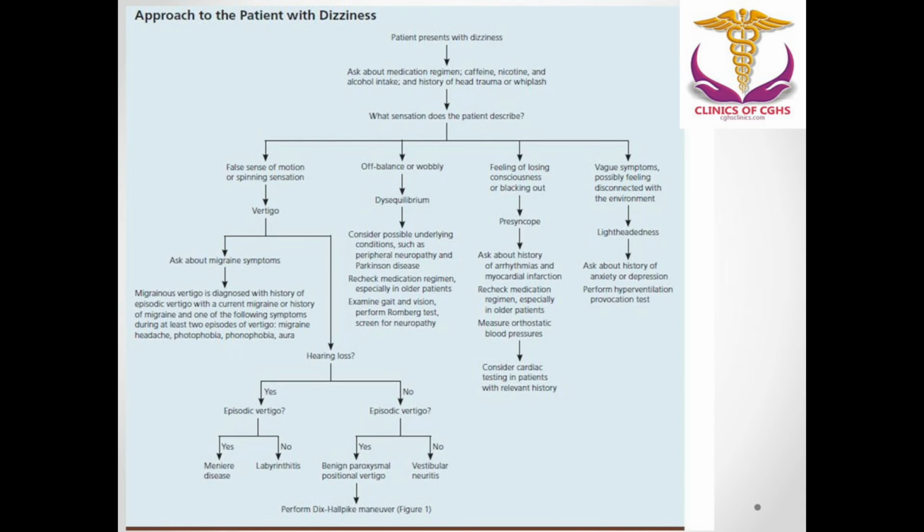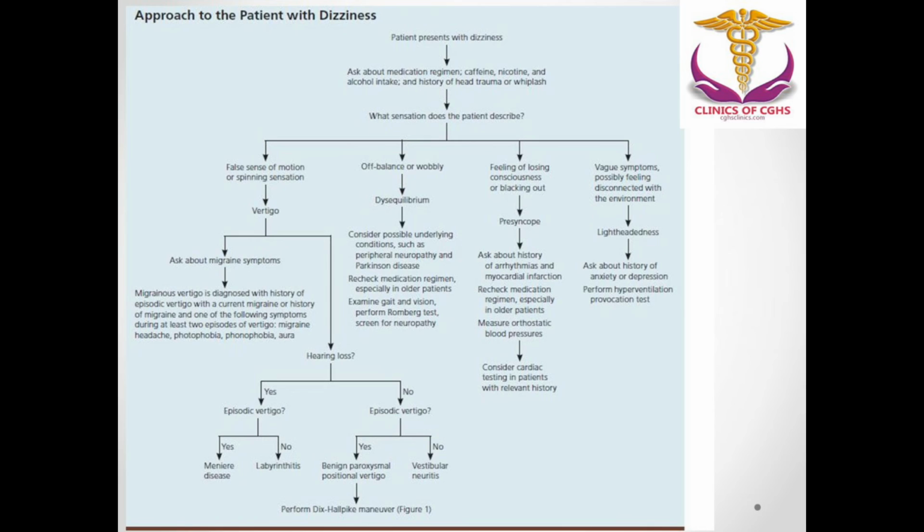If the vertigo is associated with a current migraine attack or has past history of migraine symptoms associated with vertigo, then it could be migrainous vertigo. If the vertigo is associated with hearing loss and is episodic in nature, it is Meniere's disease. Persistent vertigo with hearing loss is labyrinthitis.